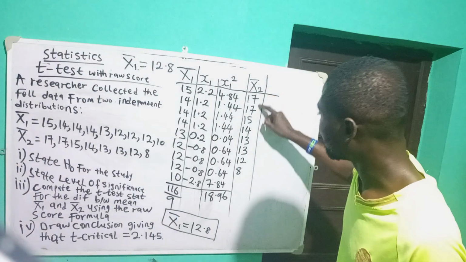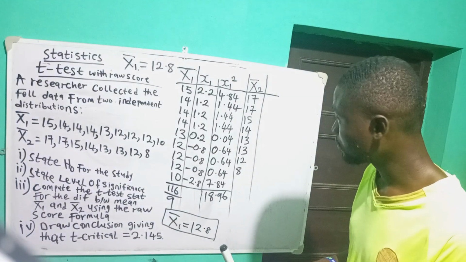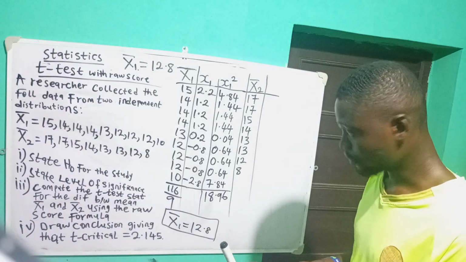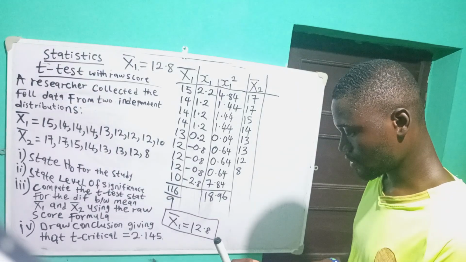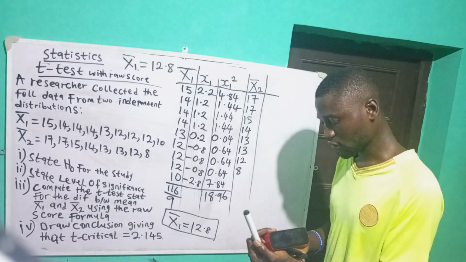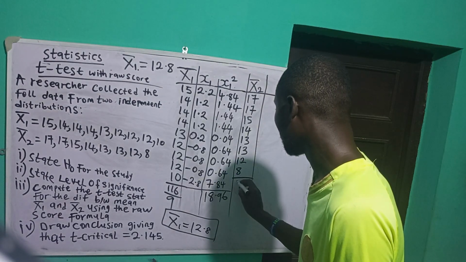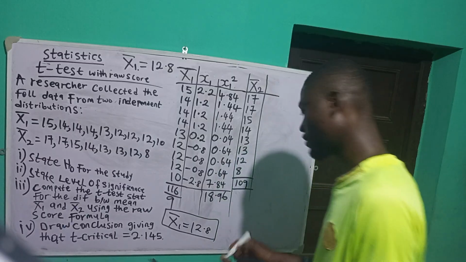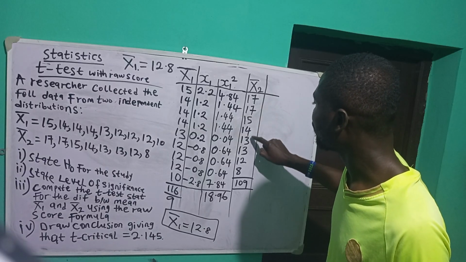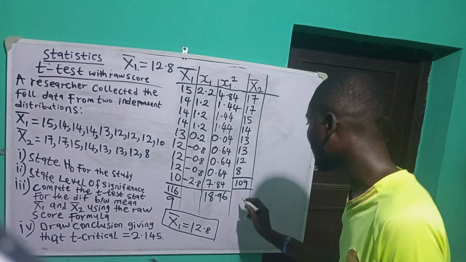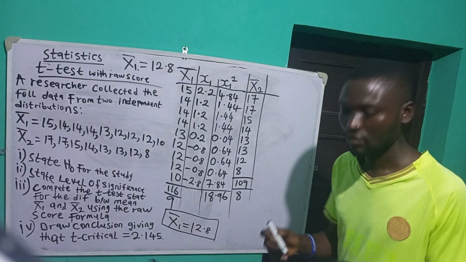So what you're going to do is add up all these numbers to get the total. So 17 plus 17 plus 15 plus 14 plus 13 plus 13 plus 12 plus 8. This will give us a total of 109. Divide it by what? The numbers that are here. How many numbers do we have here? 1, 2, 3, 4, 5, 6, 7, 8. So you divide 109 by 8, because we have 8 scores here.